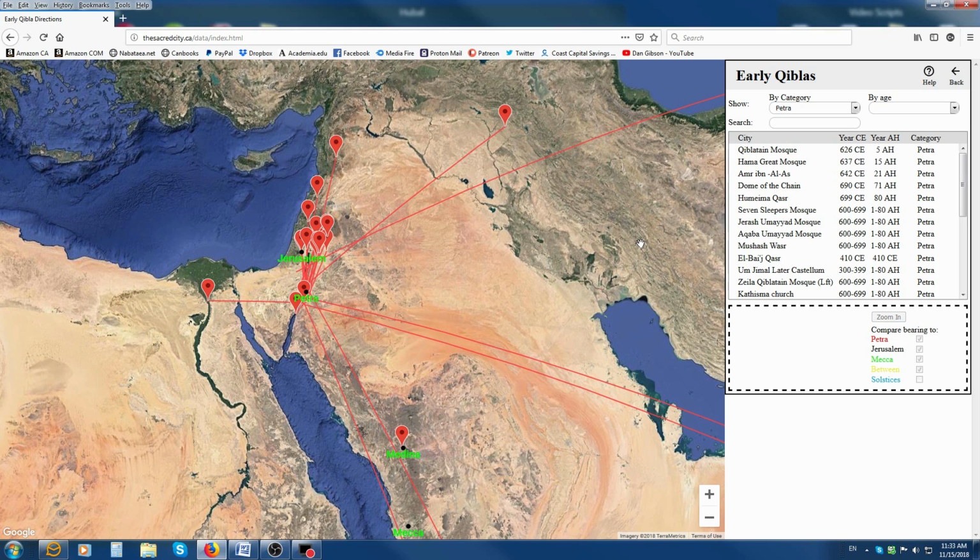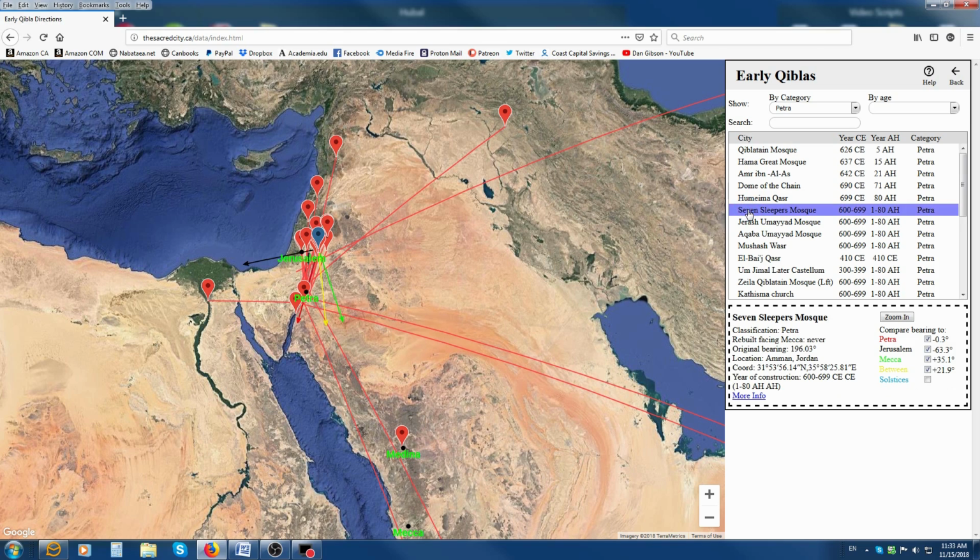Now, it gives us a list here. If we want to pick a mosque, I'm going to pick the 7 sleepers here. I can click on it. Notice immediately down below it tells me it's classified as a Petra mosque. It's never been rebuilt facing Mecca. There's the original bearing. Its location is in Amman, Jordan, and so forth. It gives the coordinates, the year of construction, and I can click on more information. And I can look at different things.